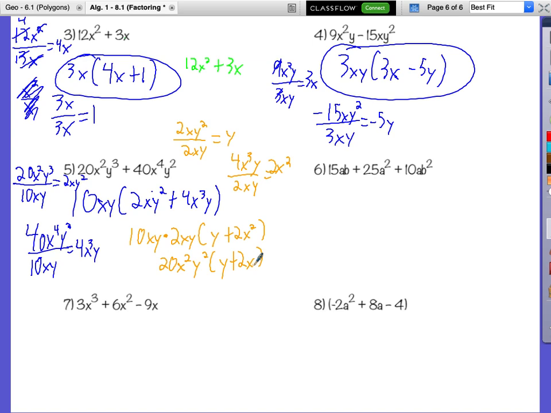So does it benefit us to find our biggest one first? Yeah, it's a lot easier to just find our biggest one first. So you have to be careful not to just say, oh, 10 goes into both, let's try that.